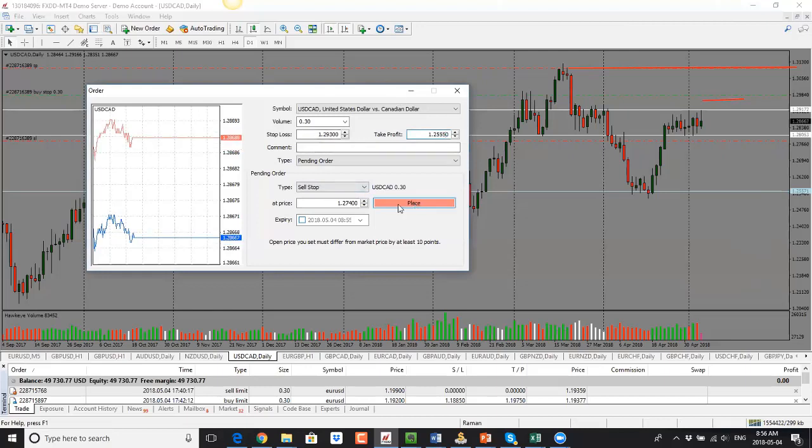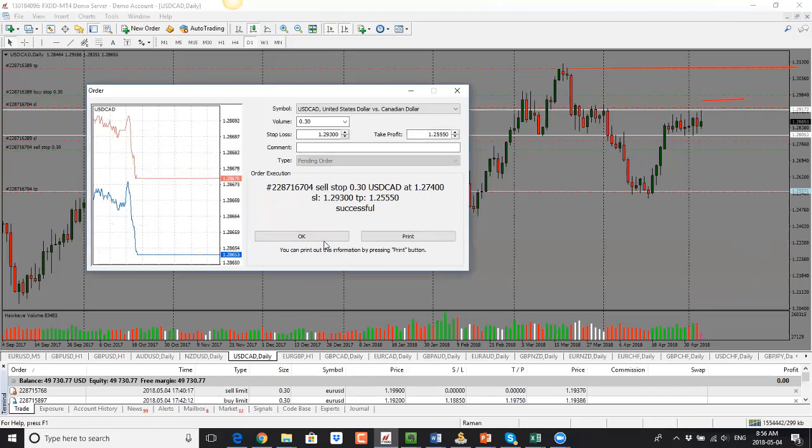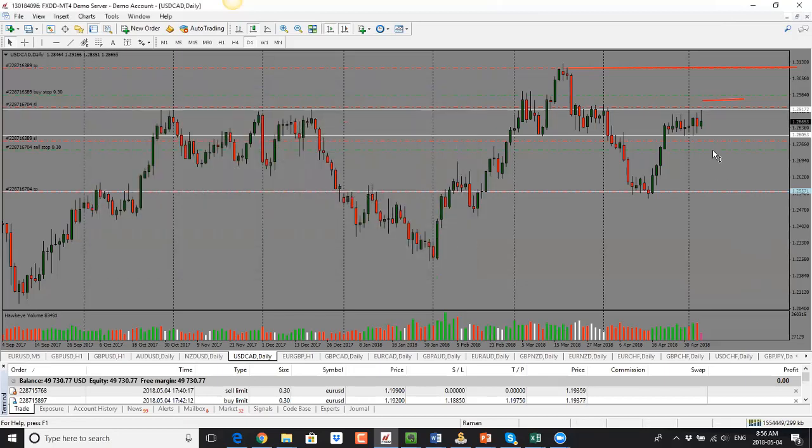So click on play. So this is what we do. You can have an expiry. If you want it to expire after a certain point, you can just click on expiry. But this is how we would set up an order. We click on place. It will give us the confirmation. And so now we have a sell stop order for right down here.